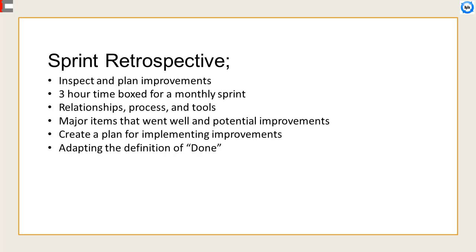The sprint retrospective is an opportunity for the Scrum team to inspect itself and create a plan for improvements to be enacted during the next sprint. The sprint retrospective occurs after the sprint review and prior to the next sprint planning. This is a 3-hour time-boxed meeting for 1-month sprints. For shorter sprints, the event is usually shorter.